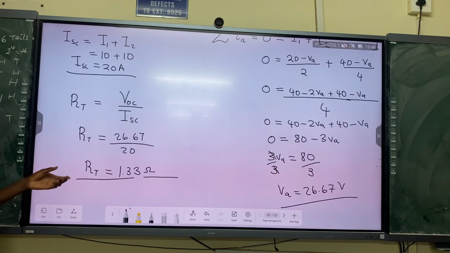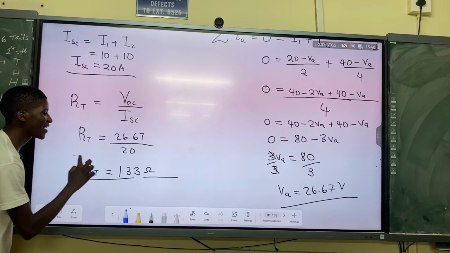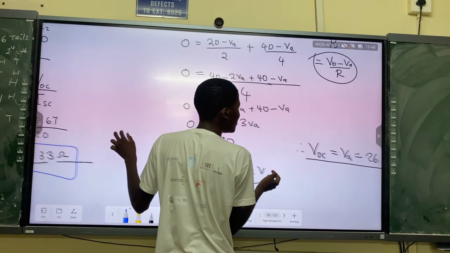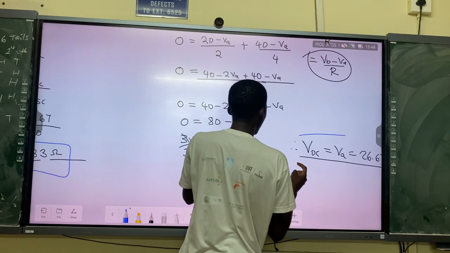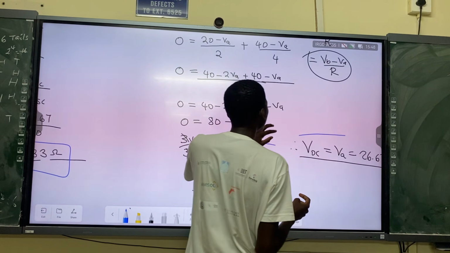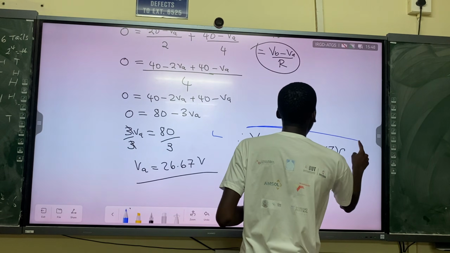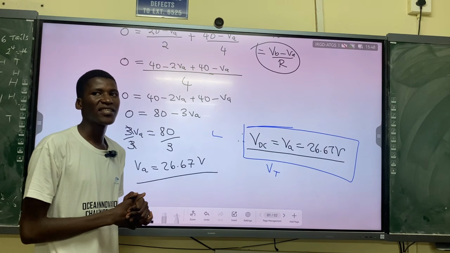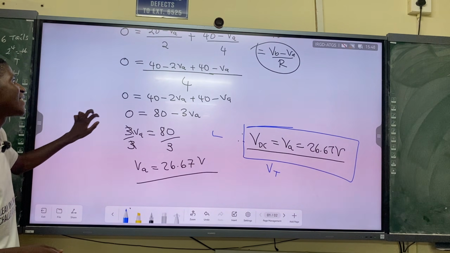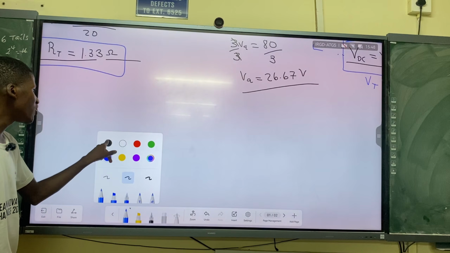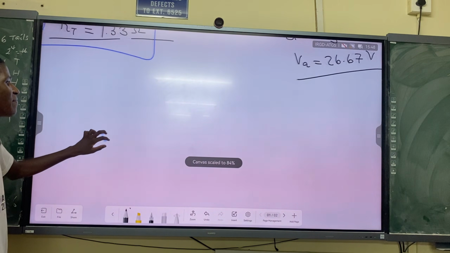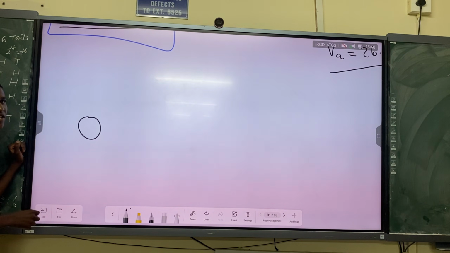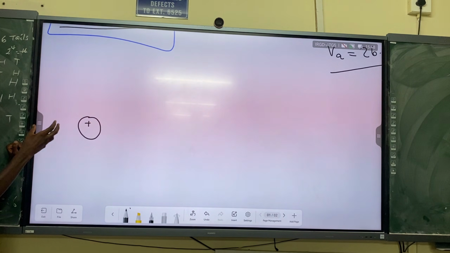So now we have what we need for our Thevenin circuit, because we now have our Thevenin's resistance, and we also have our Thevenin's voltage. Remember, Thevenin's just deals with a series combination of the Thevenin's voltage and the Thevenin's resistance. So to conclude, we are going to redraw our circuit. We are going to have a voltage source here, the Thevenin's voltage source, the ideal voltage source.